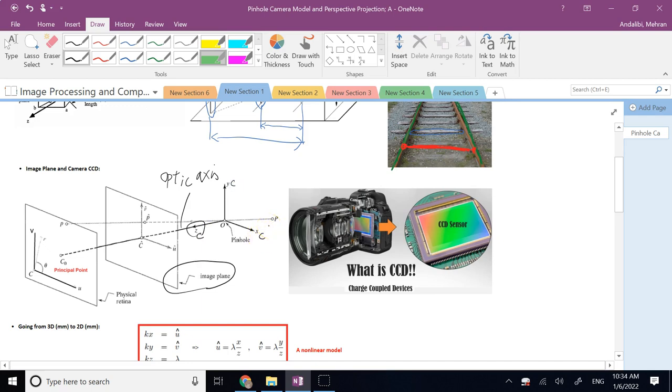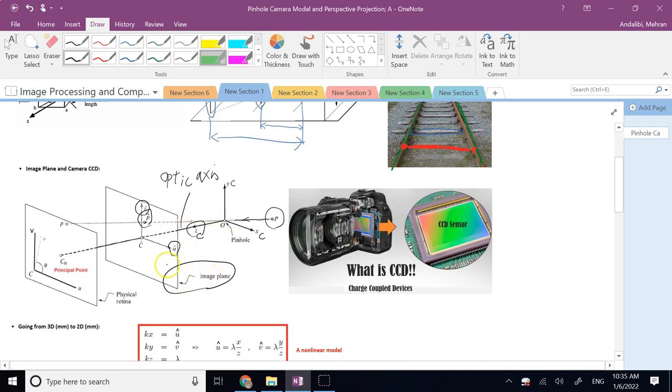Now, when these rays are all coming in and hitting, let's say here, this point P, which is in the real world, the ray from it is coming and hitting the image plane where it hits. If we call the intersection point P hat, it has some coordinates. We can call it U hat and V hat, or X hat and Y hat, whatever you want to call it.